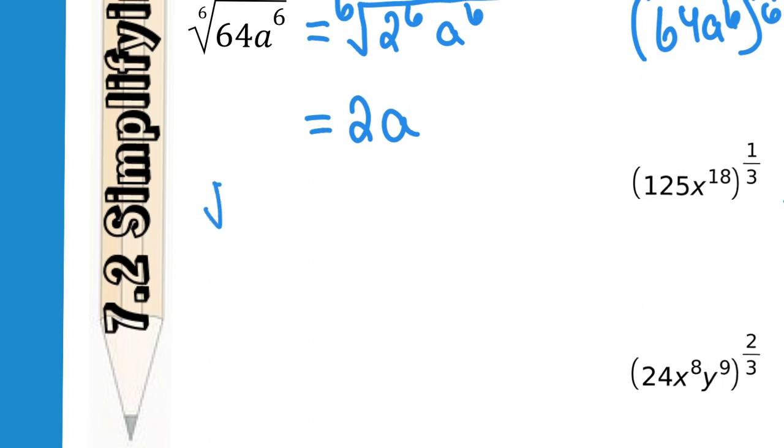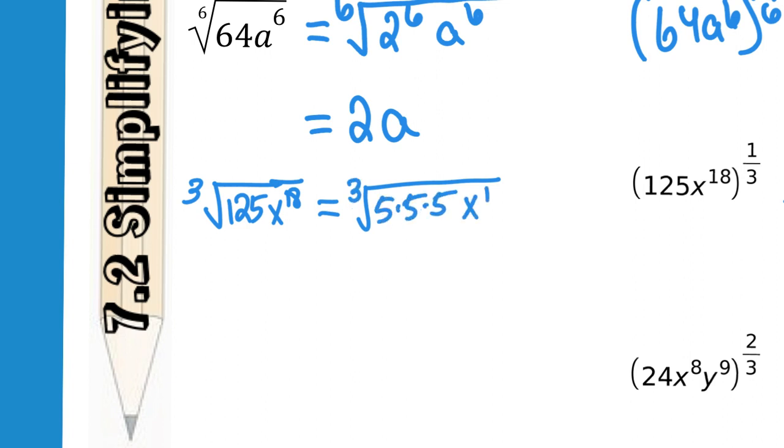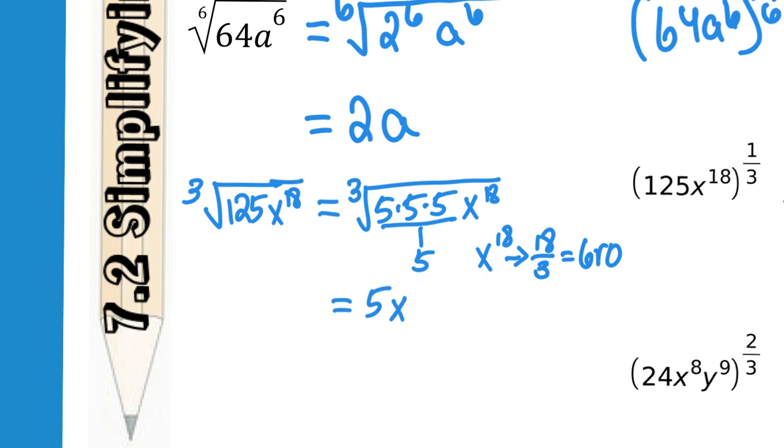So to rewrite it, I would do the cube root of 125x to the 18th. However you write it out, it could be 5 times 5 times 5, and I've already taught you about dividing for the variables. I've got a group of 3, which means a 5 comes out. And then for my x to the 18th, that would mean 18 divided by 3, which equals 6. So none go inside, all 6 come out.